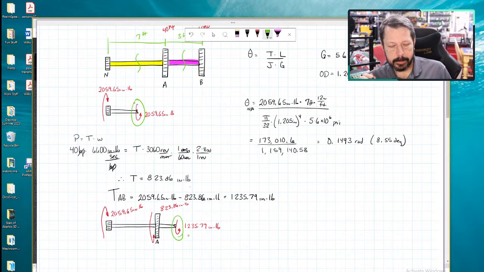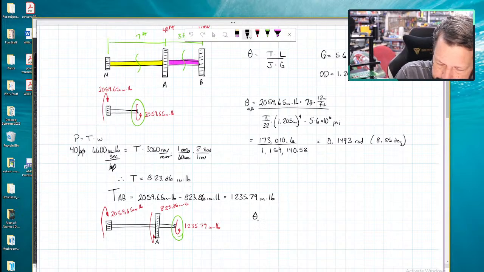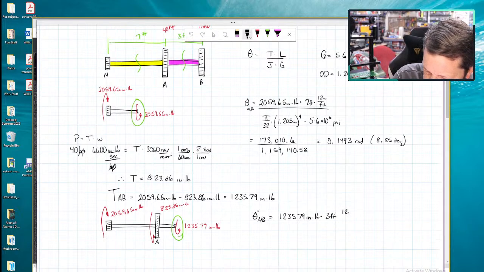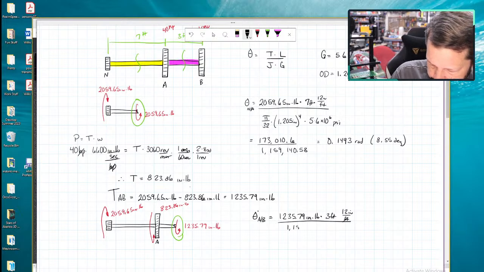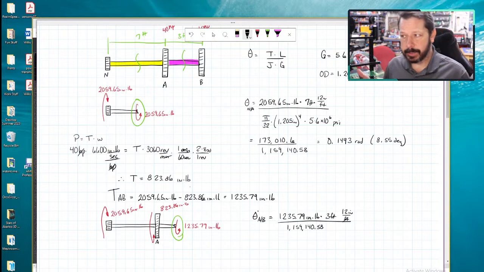So that means that the two angles of twist, the one for the yellow section and the one for the magenta section, are going to add together. All right, so theta for section AB equals the torque, 1,235.79 inch-pounds, times the length of section AB, which is 3 feet, 12 inches per foot. And the denominator is the exact same, 1,159,140.58. Same number as before, because it's the same material and the same size cross section.